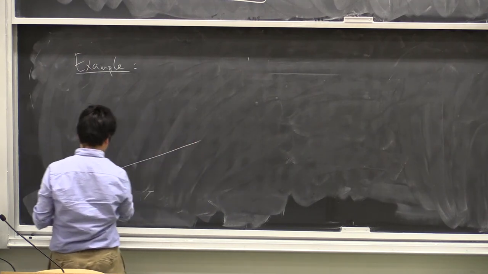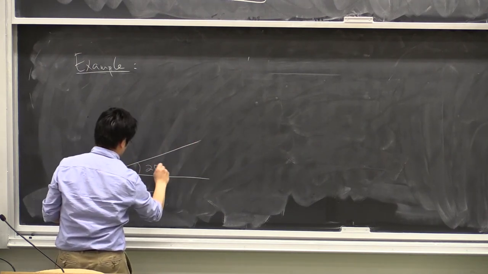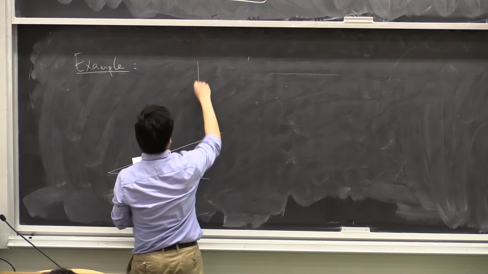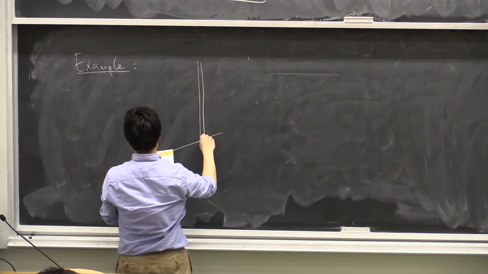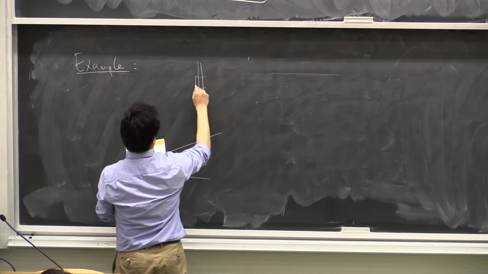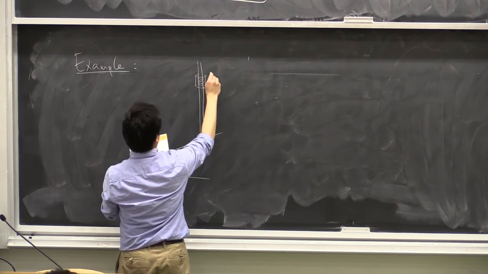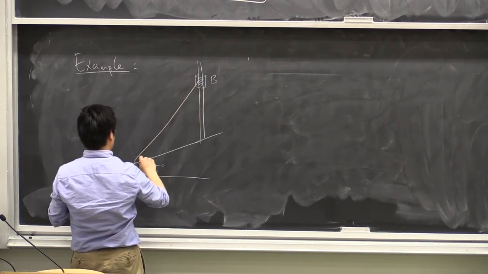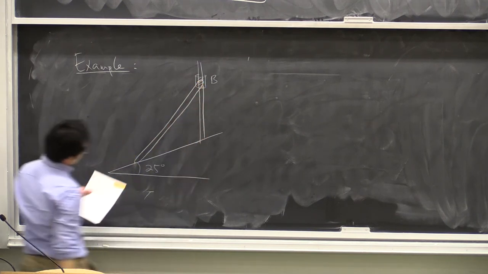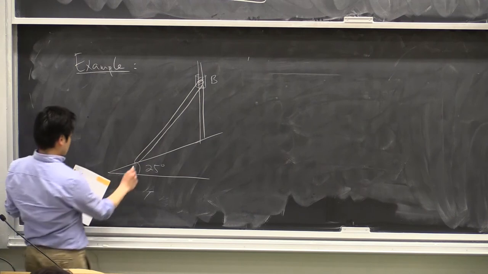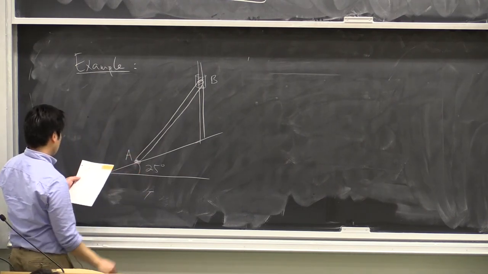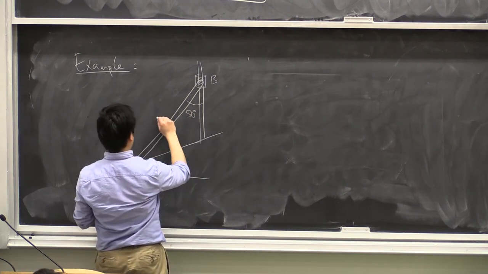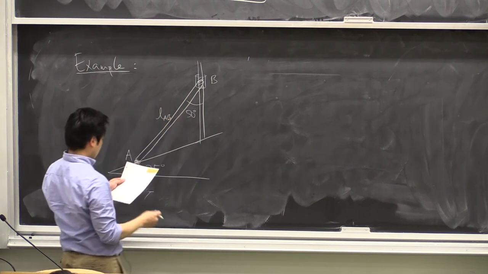So I have a 25 degree incline, and I have a vertical rod, the collar, and I have another slender rod that's attached to the collar and also sliding along the ground there. It's sliding along the ground at point A. This initially makes an angle of 50 degrees, and the length of the rod is LAB.